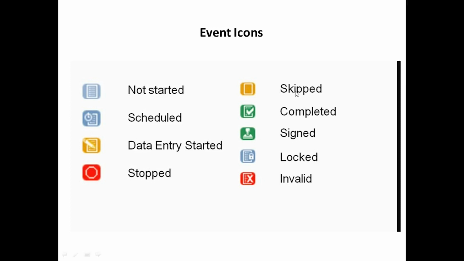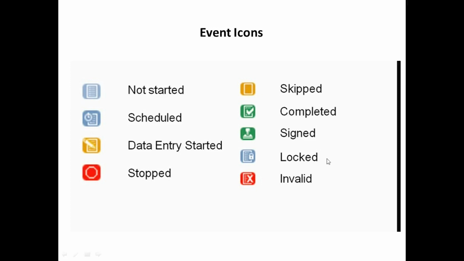Skipped is another icon that is manually set, and that means the event has never been started and is going to be skipped and will never be initiated. Complete means the event is completed. All data has been entered, and the data entry person has marked it complete. Signed means the event has been signed or will be signed. We'll talk about the difference later.